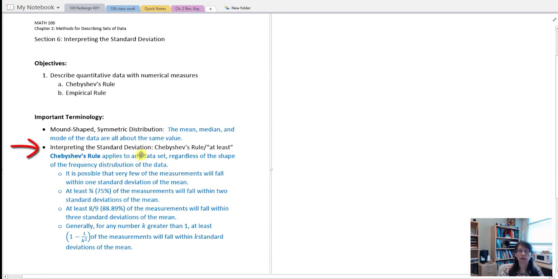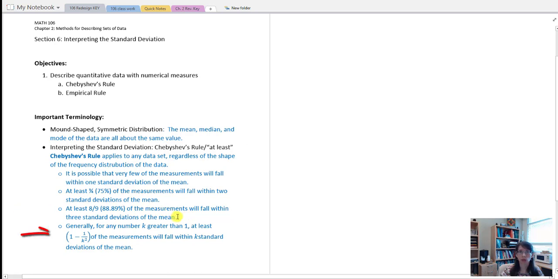When we are interpreting the standard deviation using Chebyshev's rule, this is also called the at-least rule. Chebyshev's rule applies to any data set, regardless of the shape of the frequency distribution of the data. It is possible that very few of the measurements will actually fall into one standard deviation of the mean. So we say it is the at-least rule because at least 75% of the measurements should fall within 2 standard deviations of the mean. And at least 88.89% of the measurements will fall within about 3 standard deviations of the mean.